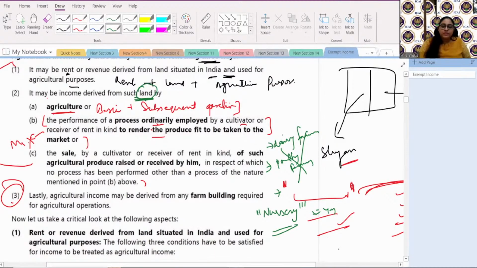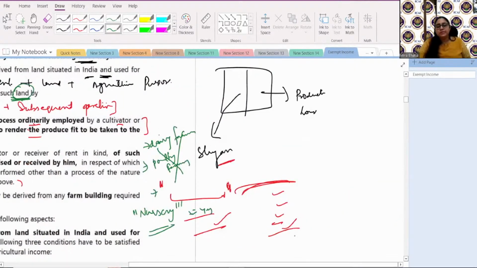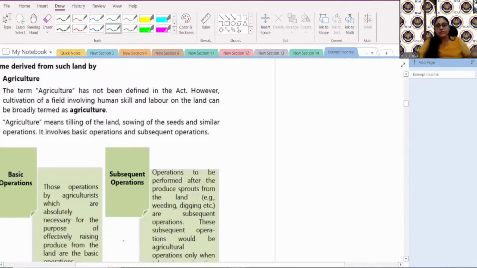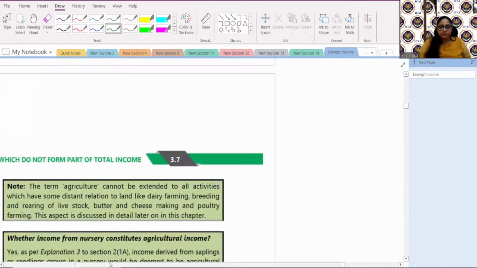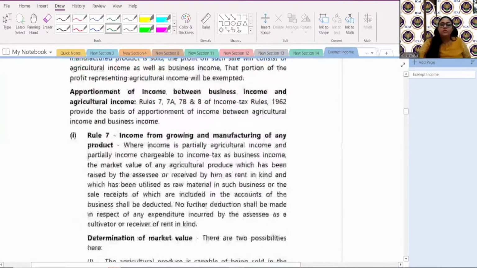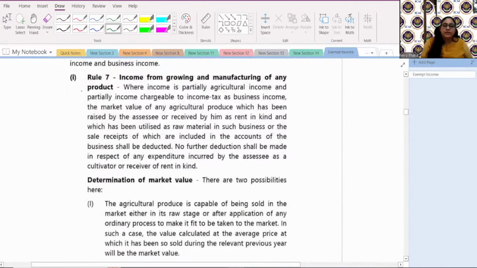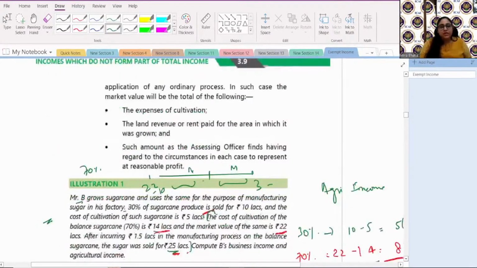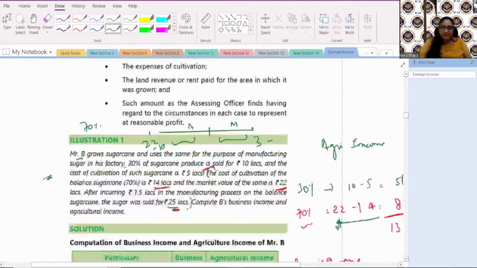Now, as I was telling you, how to come to the business income and agricultural income by dividing the process in two stages. That is not something which I have done. This is given in your Rule 7. Now, if you see this Rule 7 all together, you will read it, you will not understand it. That's why common sense से हमने agriculture और market produce stage में divide किया. We did one question. Now, when you read it, you will understand this one.